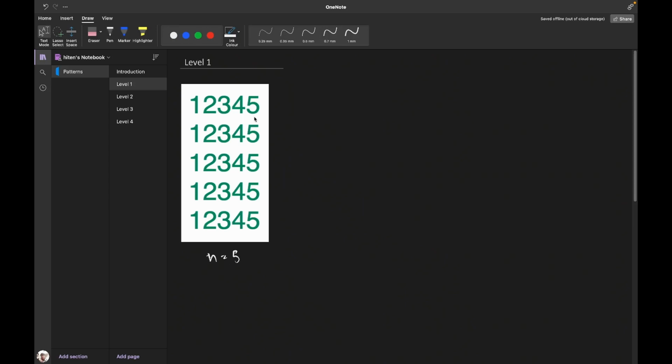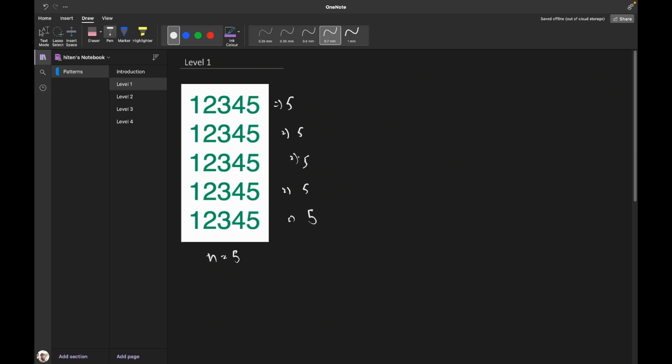The second step says that we need to find the relation between the number of elements and the row, on the ith row, or I would say the current row. This row has the same number of elements as n. For this particular example we have n equals 5. So the first row has 5 elements, the second row has 5 elements, the third row has 5 elements, the fourth row has 5 elements, and the fifth row also has 5 elements.